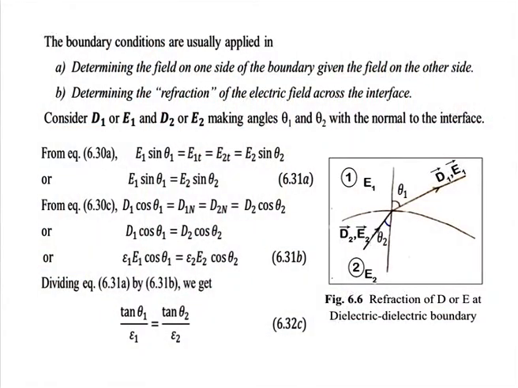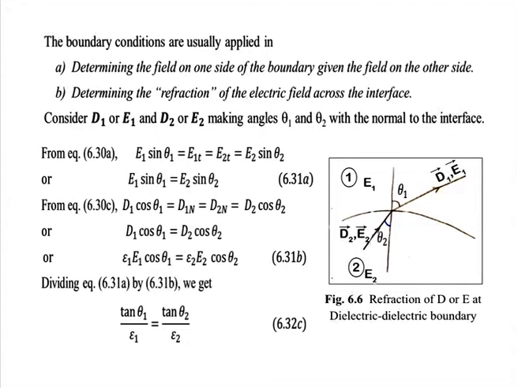The boundary conditions are usually applied in determining the field on one side of the boundary when the field on the other side is given, and for determining the refraction of the electric field across the interface. Now, as can be seen in figure 6.6, we have D1, E1 in medium 1 and D2, E2 in medium 2. From equation 6.30a, E1 sin theta 1 is equal to E2 sin theta 2. Similarly, we can find epsilon 1 E1 cos theta 1 is equal to epsilon 2 E2 cos theta 2, which is given by equation 6.31b.